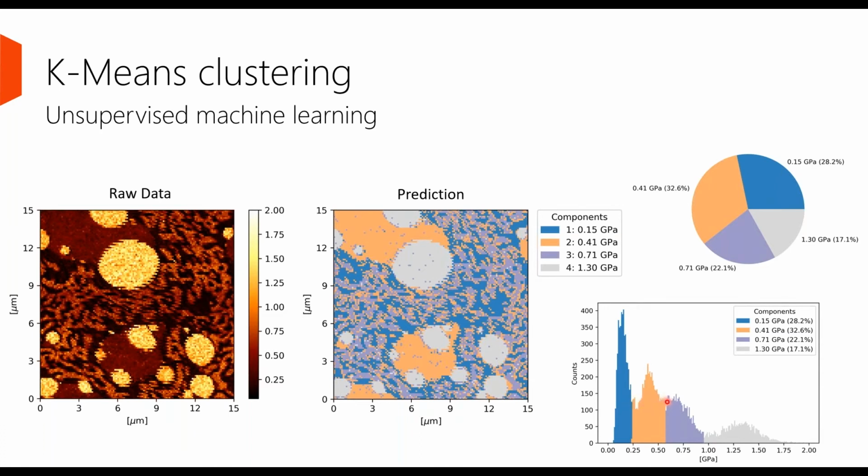There's some small area of mixing, but with this k-means clustering, we can also get an idea of what the actual percentage of each of the 4 components is, from almost a third of it with this larger salmon colored one, to the stiffest one taking up about 17% of the total area of the sample.